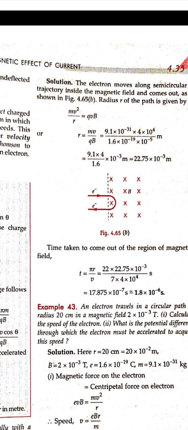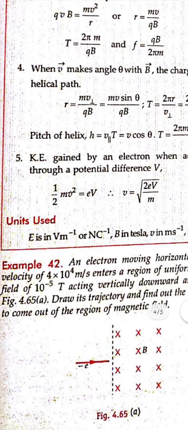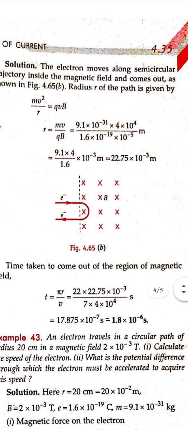So on putting the values, the charge on the electron is 1.6 into 10 to the power minus 19, the mass of the electron is 9.1 into 10 to the power minus 31, the velocity is given as 4 into 10 to the power 4, and B is given as 10 to the power minus 5 Tesla. On putting these values, we can find the radius r of the circular orbit through which it travels.